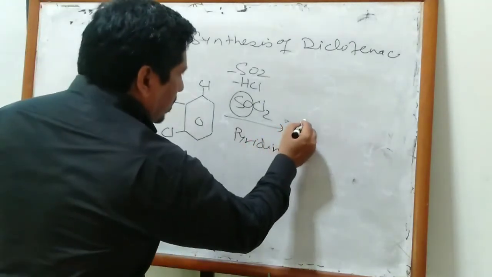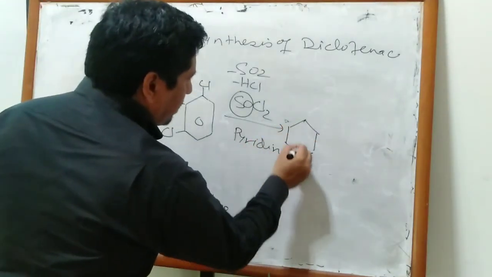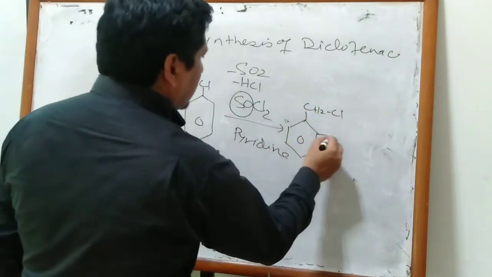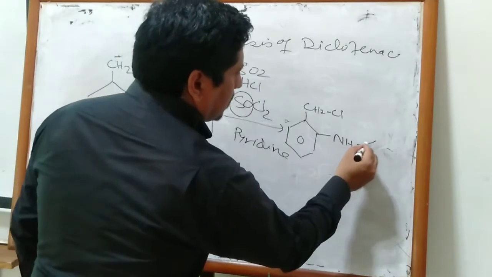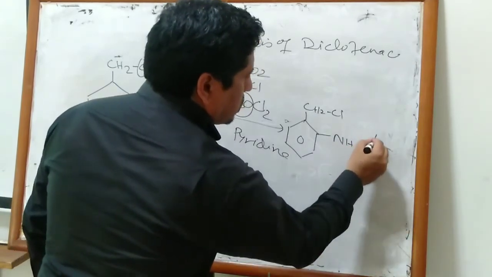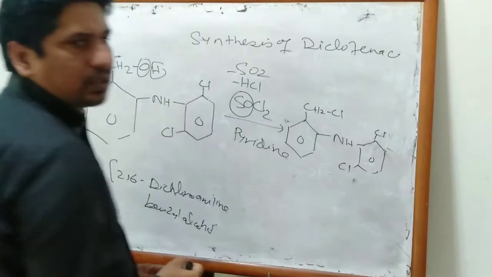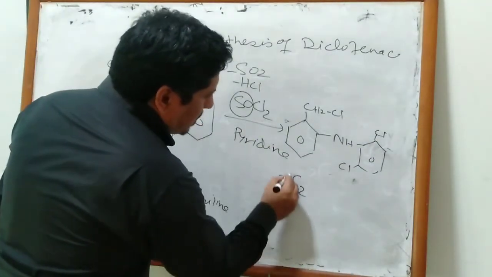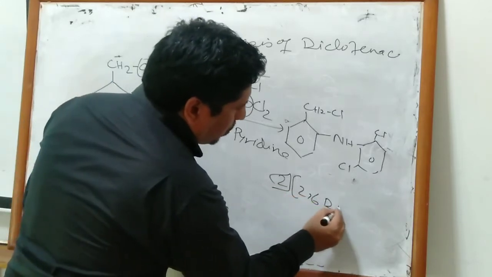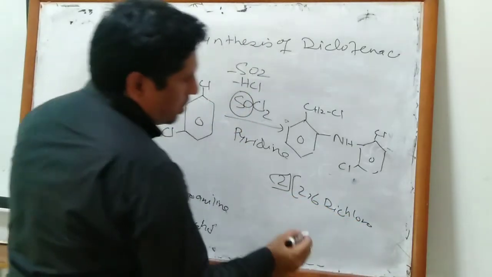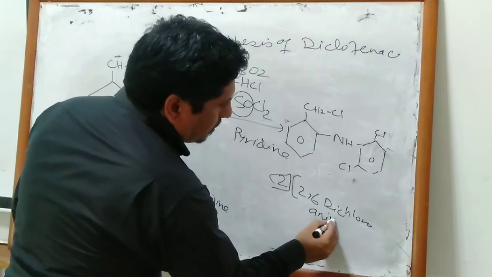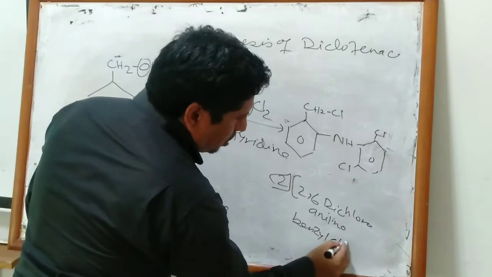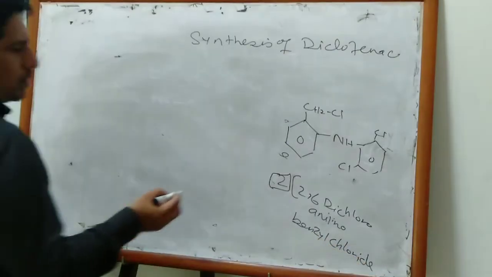So your new product formed will be CH2Cl and HCl. That is called, with two rings present, 2,6-dichloroanilino benzyl chloride.